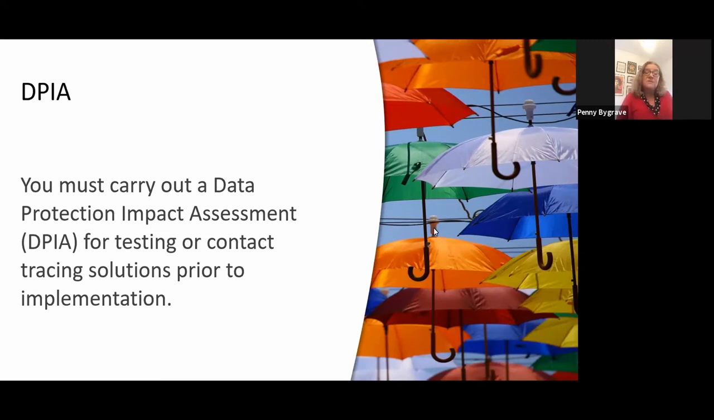The other document that you need to be thinking about is your record of processing activities and updating that to make sure that it is covered for test and trace. And finally, probably most importantly, is the privacy notice and any consent forms that you're going to use with students.